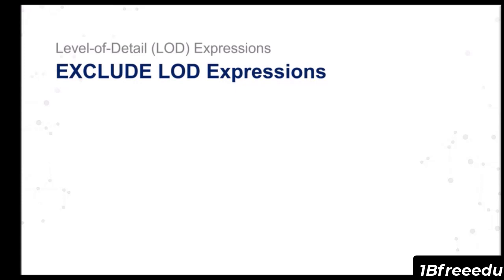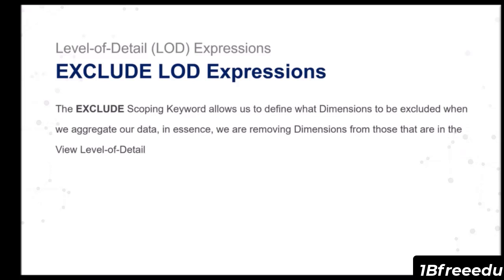Level of detail expressions. The exclude level of detail. The exclude scoping keyword allows us to define what dimensions are to be excluded when we aggregate our data. In essence, we are removing dimensions from those that are defined in the view's level of detail. And this is what it looks like. It is the same syntax apart from exclude as your scoping keyword.